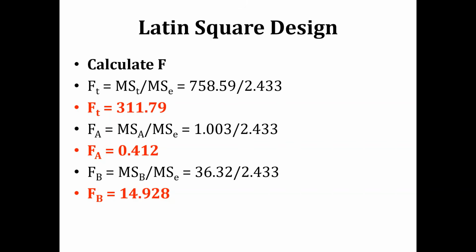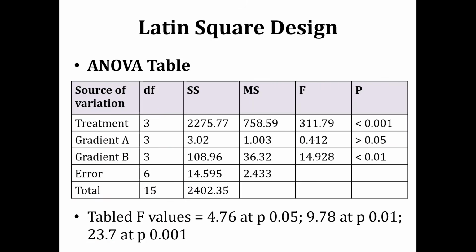So now we are done with the calculations of Anova. And the next step is to make the Anova table and compare these calculated F values with the table or the critical values to find out which of these are significant and which are non-significant. And here is our Anova table, and you can see that we have the source of variation in the first column, and the sources of variation were treatment and gradient A, gradient B, error, and total. So the degrees of freedom for the treatment and for gradient A and for gradient B are 3 each, and for error it is 6.